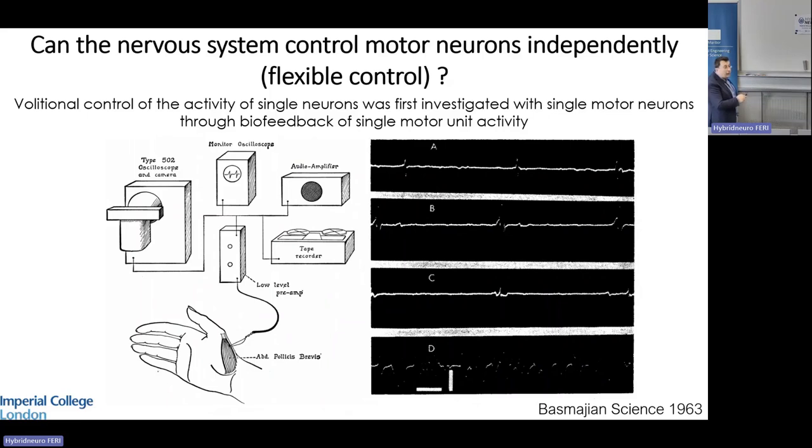And these are photographs of the oscilloscope. And you can see these action potentials. Those are action potentials of muscle units that are connected to single motor neurons. And Basmejian asked a very simple question in this study. And the question was, can healthy volunteers voluntarily control that motor neuron if given feedback on its activity?